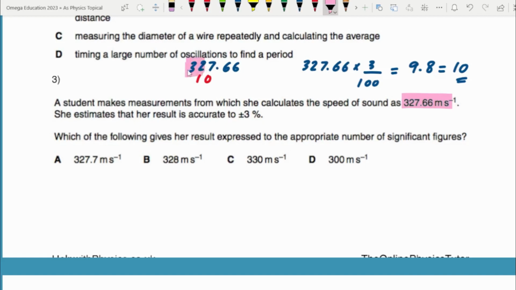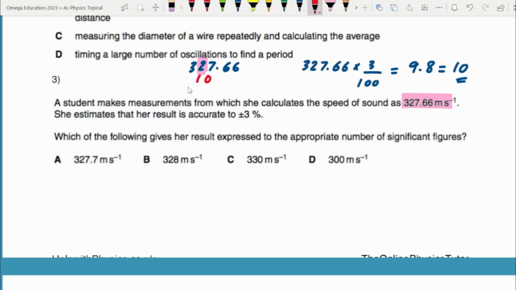So at this place, you have to start rounding off, because the uncertainty is at the tens place, not at the units place, but at the tens. It starts from the tens place.